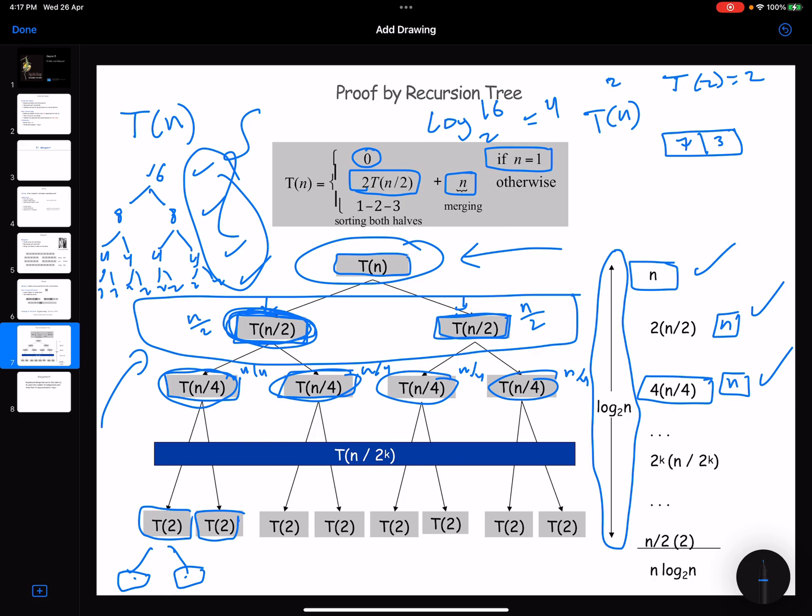So the number of levels, if you keep dividing the array by 2, you will get log n levels. And at every level I need n comparisons in the merge operation, so the efficiency of merge sort is n log n. So this is what we will get, n log n. This is the efficiency of merge sort.